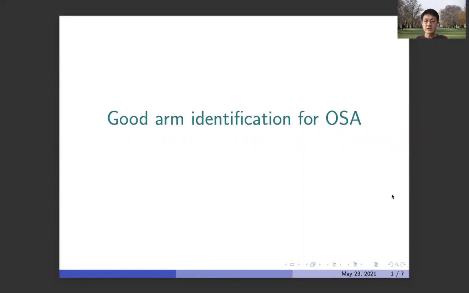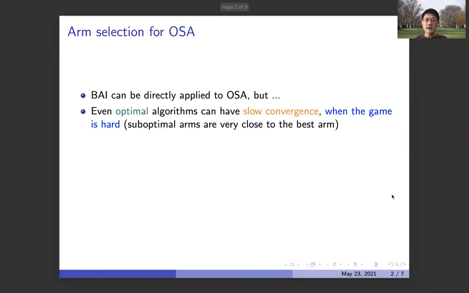Okay, the first example is about using the so-called good arm identification for OSA. This problem, in fact, is a very engineering-specific problem. We know that the concept of best arm identification matches very well with identifying the best channel from a given set of channels. So arm selection for OSA really can directly use existing best arm identification algorithms. But as we know from the bandit literature, even the optimal algorithms for best arm identification may have very slow convergence. This is true, especially when the game is hard.